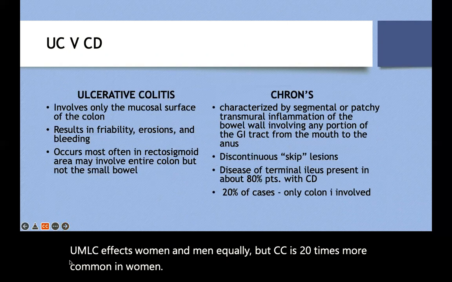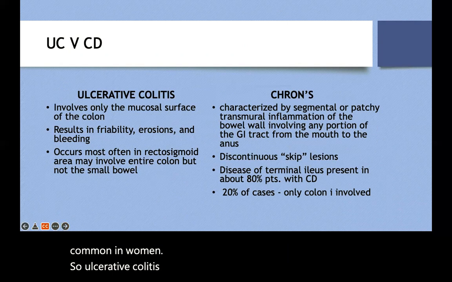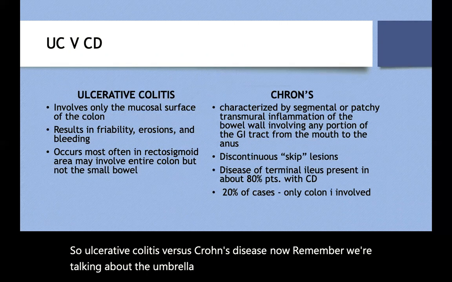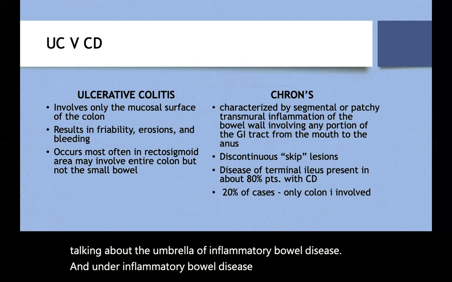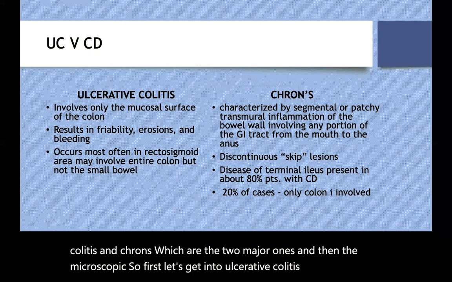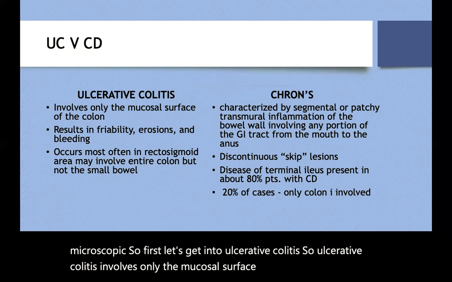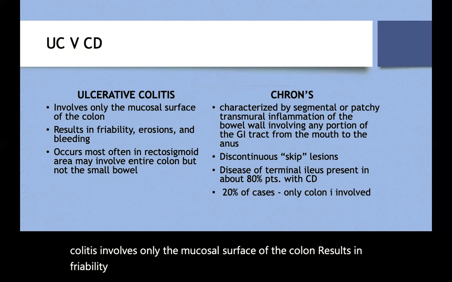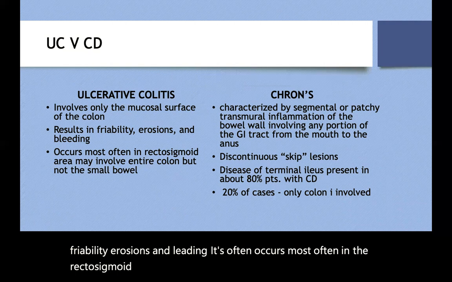Okay, so ulcerative colitis versus Crohn's disease. Now remember, we're talking about the umbrella of inflammatory bowel disease. Under inflammatory bowel disease are ulcerative colitis and Crohn's, which are the two major ones, and then the microscopic. So first, let's get into ulcerative colitis. Ulcerative colitis involves only the mucosal surface of the colon and results in friability, erosions, and bleeding. It occurs most often in the rectosigmoid area, but may involve the entire colon, but not the small bowel.